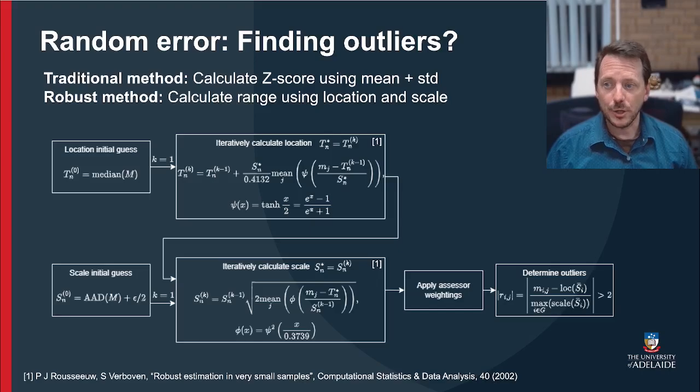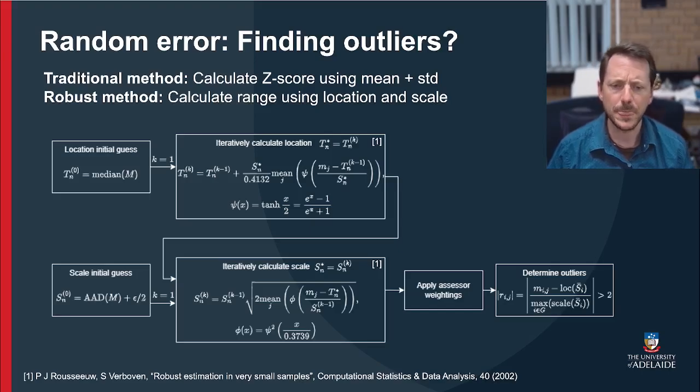So with this robust approach of finding a location and a scale, we've got the guesses, we do the iteration. We can then calculate assessor weightings, and I'll show you an example of how we go through this process on the next slide. Once we've rescaled all of the assessor marks based on the average marks that they're giving to the students, we can then determine the outliers. Once again, there's a couple of different ways that you could calibrate the cost function for finding those outliers. In particular, you're looking for a threshold, and a threshold of about 2 seems to work fine for us. This is equivalent to 2 standard deviations in the traditional approach.